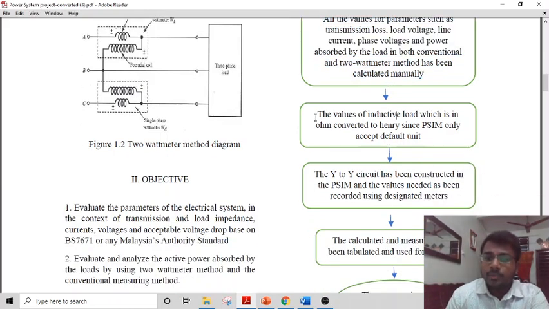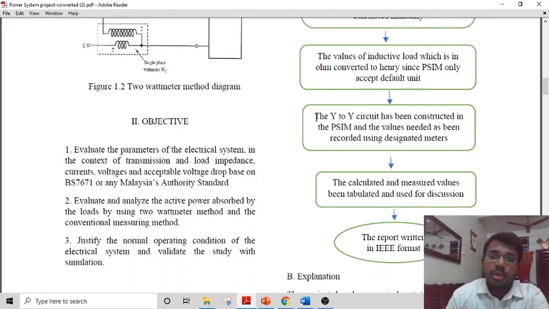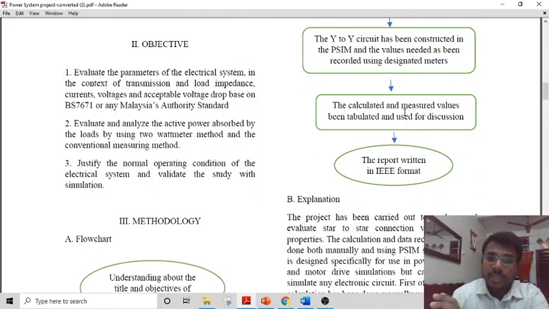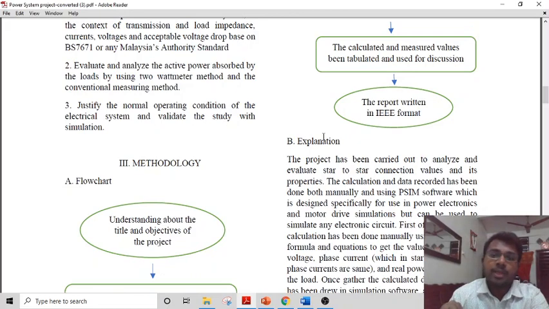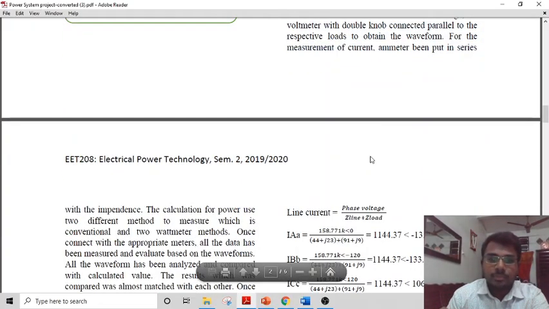We have also been given the inductive value in ohms, so I have to convert that to henry so that we can insert the values in the power simulator. Then we construct our star to star connection in the simulator, and use the necessary meters to evaluate the values such as the voltage, currents, and power. After that, we also manually calculate the values, and then compare them with the measured values. I have a table around there, which I will explain later. This is just the verbal explanation that I have done just now.